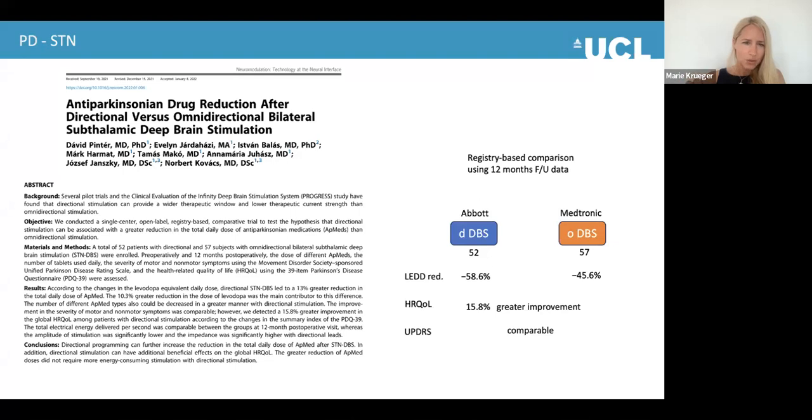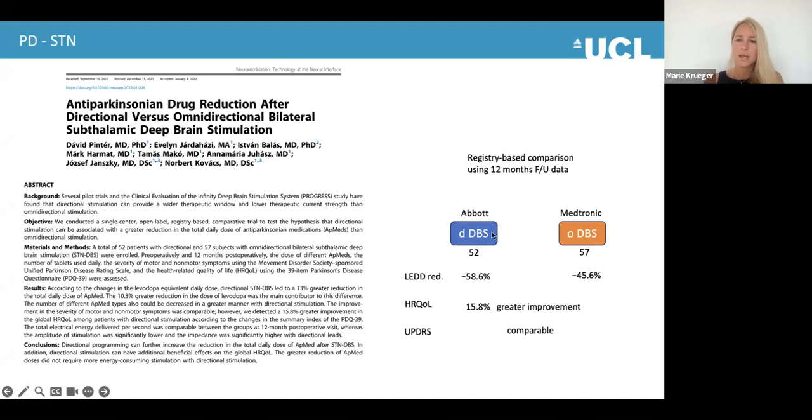The last study I wanted to go into more detail is this one, because they did something slightly different. First of all, they had the longest follow-up, or they looked at the results after 12 months. They compared 52 directional electrodes to 57 omnidirectional electrodes. This was a registry-based comparison. And they did not only look at the UPDRS, well, they did, and it was comparable, but they also looked at the levodopa equivalent daily dose reduction. So the amount of drug reduction that the patients were able to get.